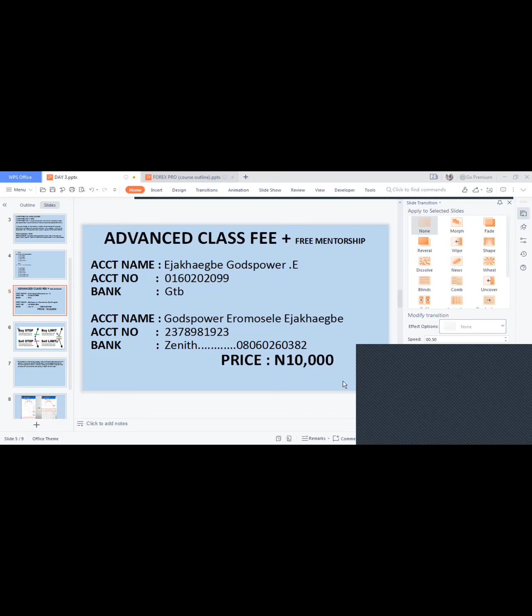You can either make payment to my GT Bank account or to my Zenith Bank account. Please, the account number you are seeing is not the account number of a fraudster. People have conducted advanced classes from me, and today they are enjoying their trading.